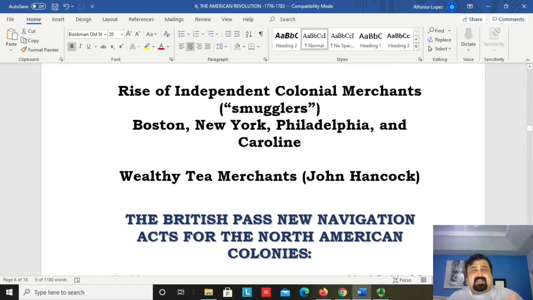So it is precisely this group of people that are going to bear the burden, if you will, of most of the laws of trade and the taxes that the British are going to implement, and they're going to be the leaders of independence. They're going to be the ones leading the way, rallying the masses, rallying the people in the colonies to support the cause for independence.